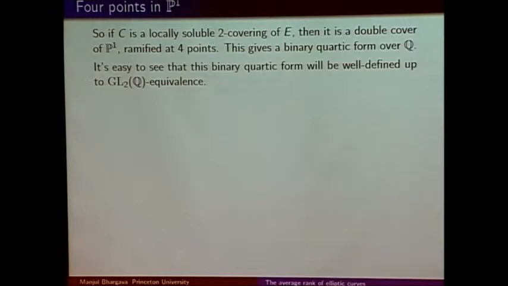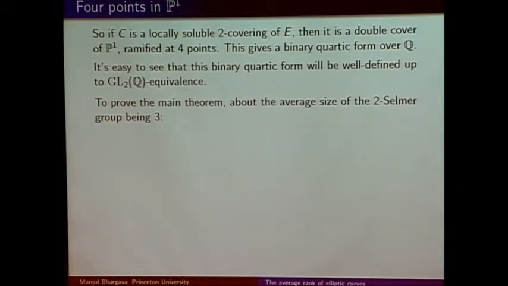And it's easy to see that this binary quartic form will be well-defined up to GL2Q equivalence, so up to rational equivalence. And this correspondence is exactly what Birch, Swinnerton-Dyer used for the original computations, and that's what John Cremona uses in the MW rank program, this 2-descent using binary quartics.